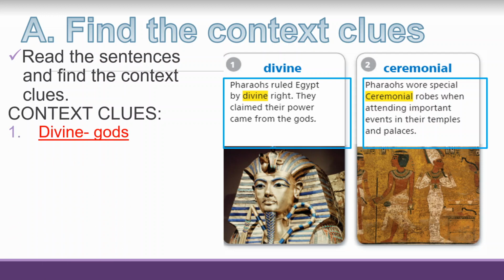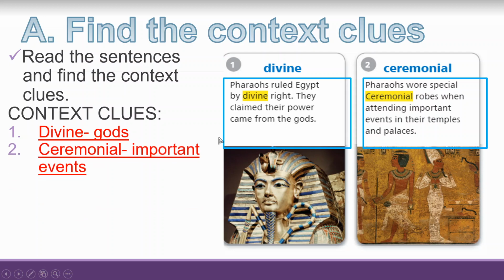For number 1, divine, it's gods. Okay, so before, in the Egyptian civilization, pharaohs believed that their right, their power as a ruler, is from the gods. Okay. Next, for number 2, the context clue for the word ceremonial is the phrase important events. So they use ceremonial robes for important events. So they follow something. So that's ceremonial. Okay. So these words are giving us ideas about the meaning of the words divine and ceremonial.